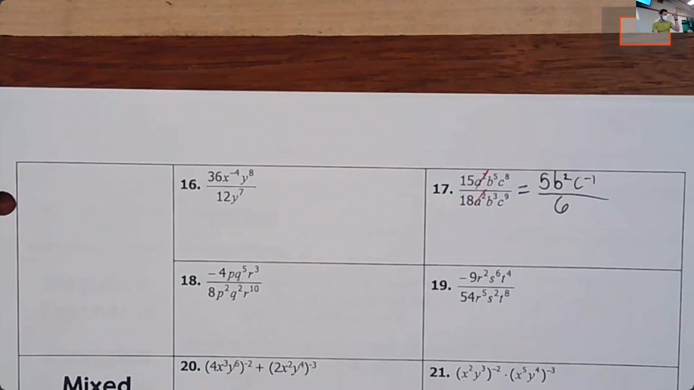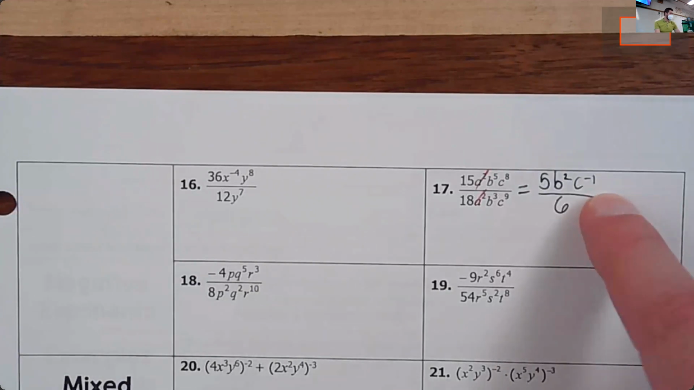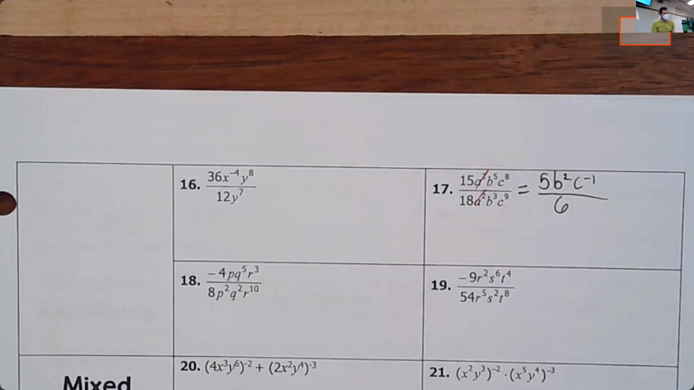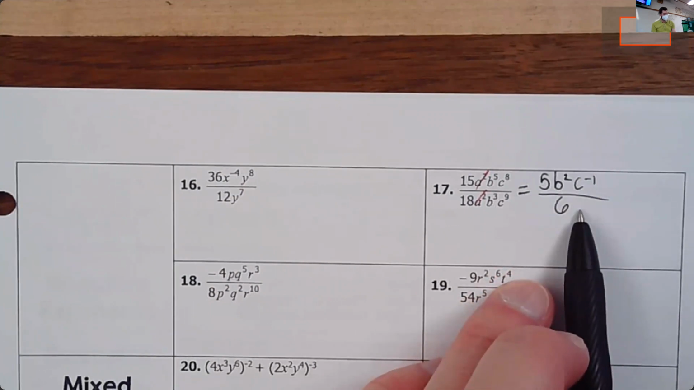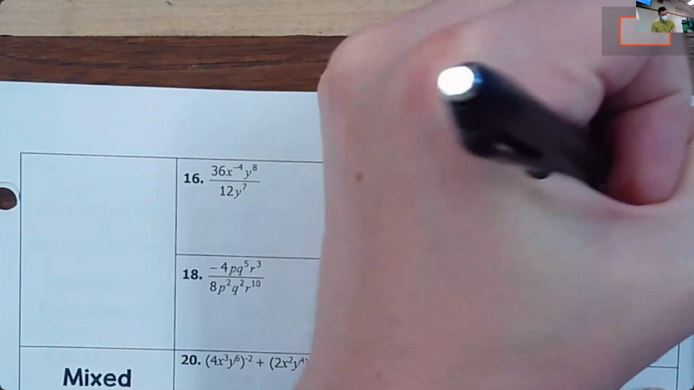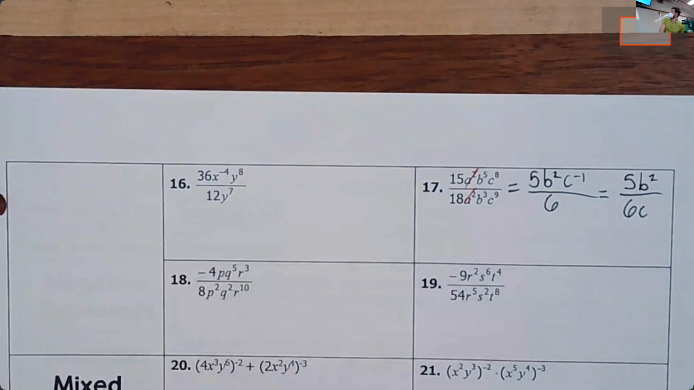And we still have one thing we need to do because there is a negative exponent still. And so we need to get rid of that negative exponent, or I guess move the negative exponent to make it positive. So the c to the negative 1 is going to move to the denominator down here at the 6. So we're going to end up with 5b squared over 6c. And that's the answer for number 17. 5b squared over 6c.